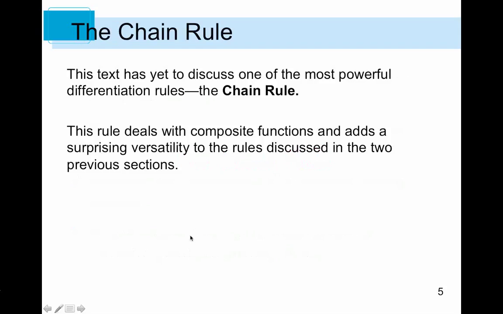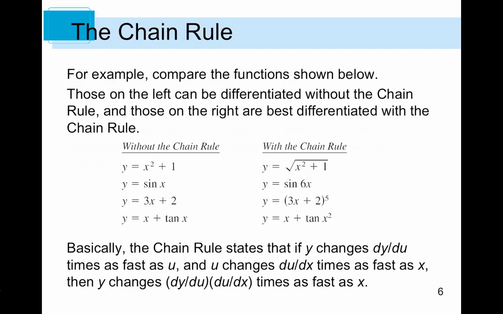Okay, so the chain rule, simply put, allows you to take derivatives of composite functions. So what that means is, without the chain rule, you could calculate the derivative of x squared minus 1. Now you can do the square root of x squared minus 1 and know how to deal with that. Sine x, remember the derivative of sine x would be cosine x. But when you get sine 6x, because that's a 6, we don't have any rules to deal with that. And the same thing down here with tangent x squared.